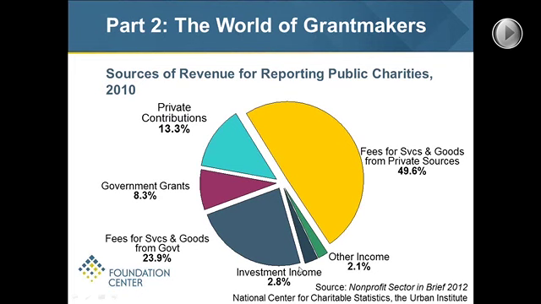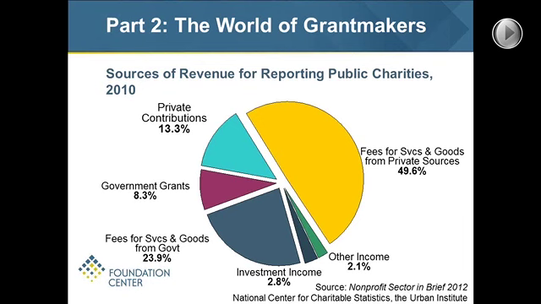Sometimes that's really categorized under other income, as you see at 2.1%. But any way that you're able to raise money for yourselves, earned income is what we call it a lot of times as well. It just means that you are finding ways to earn income for yourself and not just relying on foundation grants or government grants or things like that.